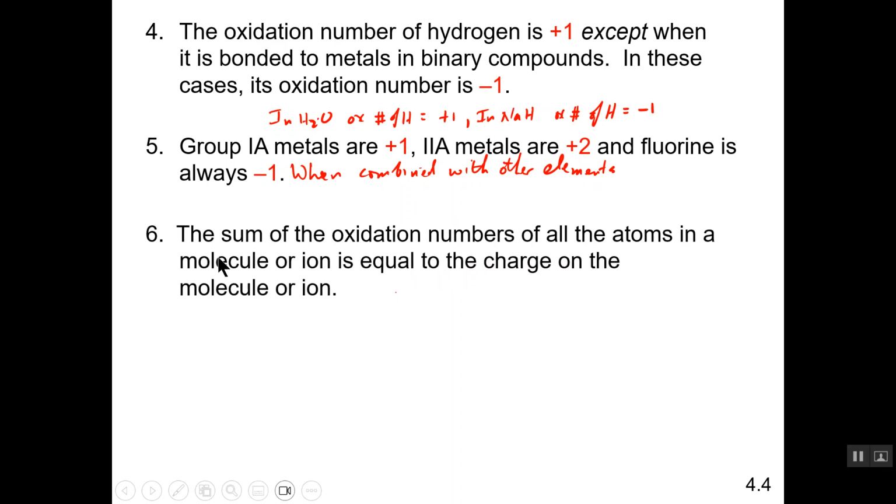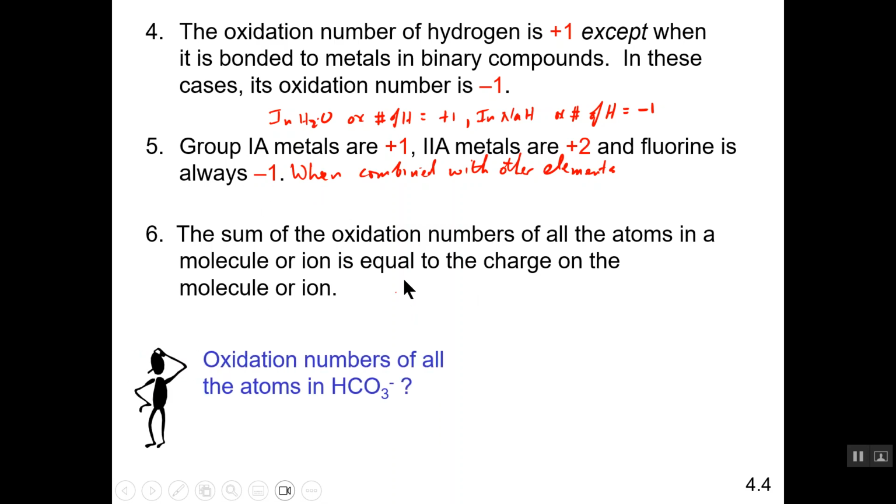Rule number 6, the sum of the oxidation numbers of all the atoms in a molecule or ion is equal to the charge on the molecule or ion, all right? And this rule is very useful because you can determine the oxidation number of elements that were not mentioned before based on this rule. And we're going to see an example of it right now.